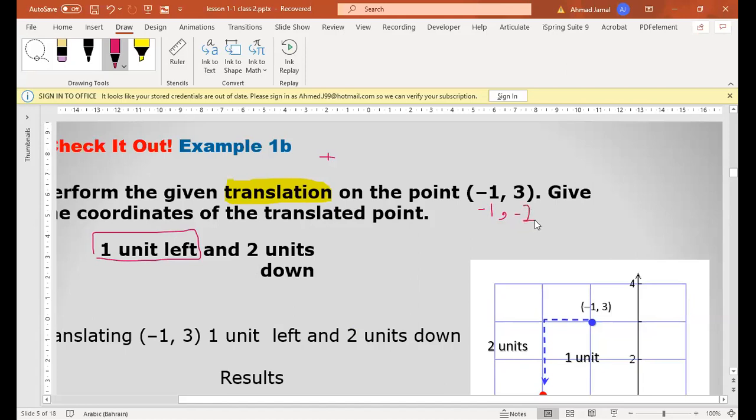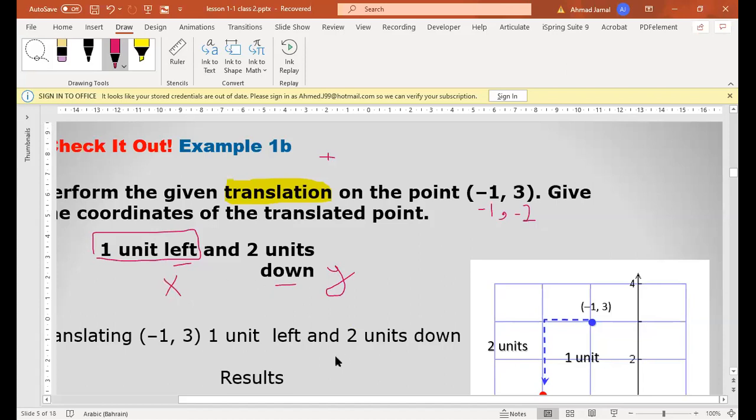I will repeat this idea again. Translation means the point moves right or left, or up or down. If it moves left, we change the x coordinate by using the negative sign. If I say down, I use the negative sign, but in the y coordinate, because down is y and left is x.